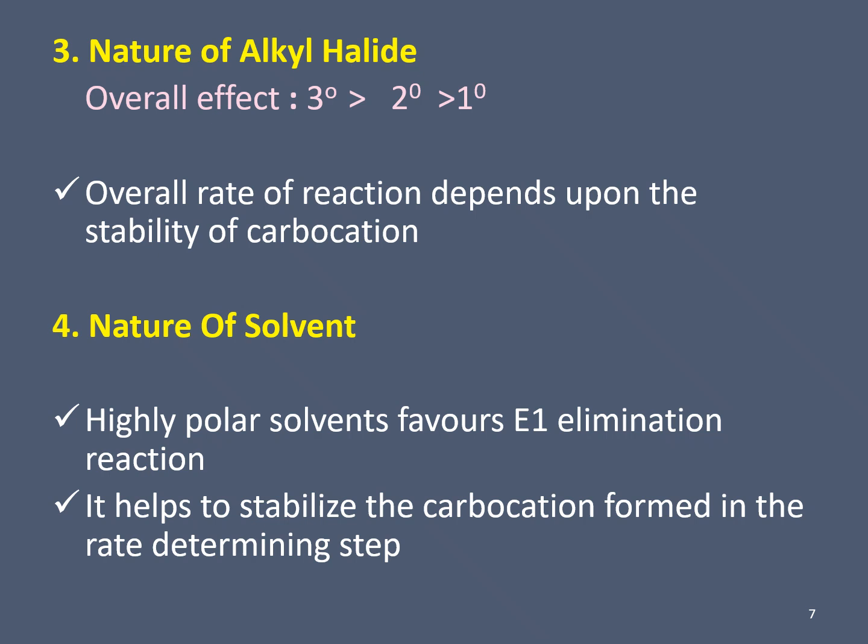The next one is the nature of the solvent. In E1 elimination reactions, highly polar solvents favor the reaction because they help to stabilize the carbocation formed in the rate determining step. So in E2 elimination reactions, we use less polar solvents, but in E1 elimination reactions we use highly polar solvents because they help to stabilize the carbocation formed in the rate determining step. Okay, these are all the factors which affect E1 and E2 elimination reactions.